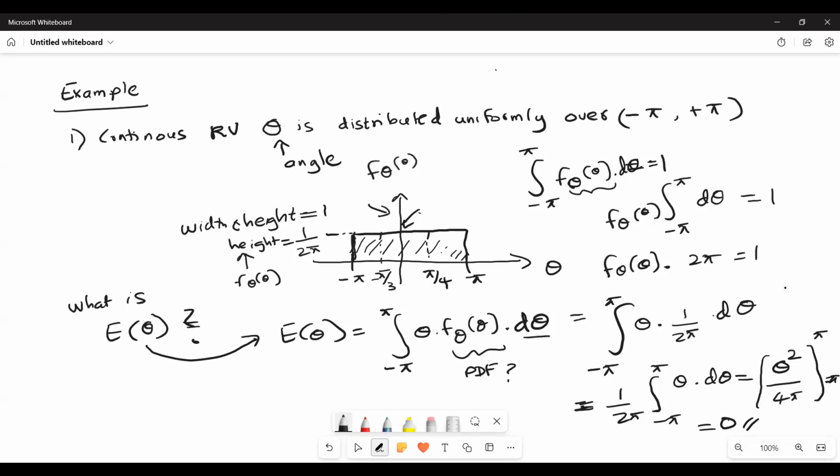So that means that the mean value of theta, or the E of theta, will be equal to 0. That is basically saying that the average value of theta in this distribution is going to be at the middle, and it is occurring at the origin. So basically that is the mean value.